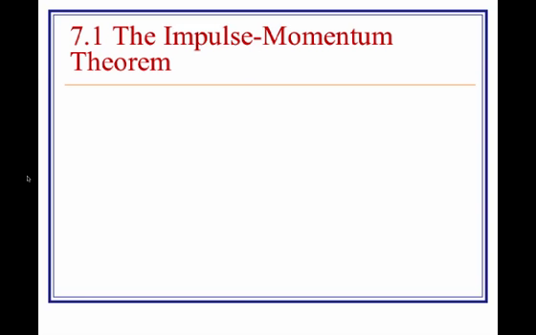Here you see the equation with the average force, that's with the bar above the F, and delta T, which means the change in time. The unit for impulse is a Newton second.